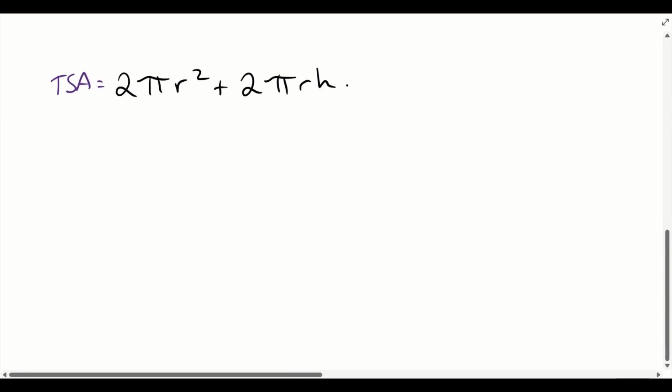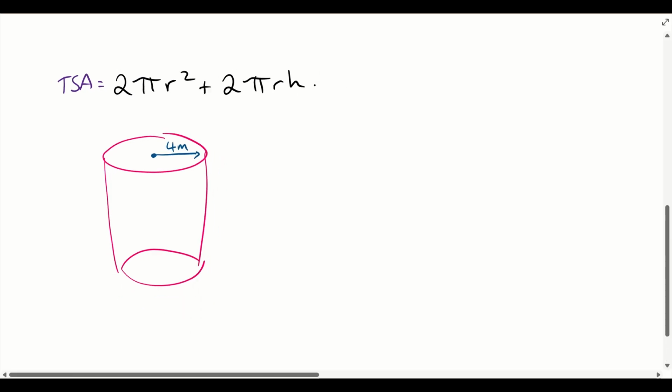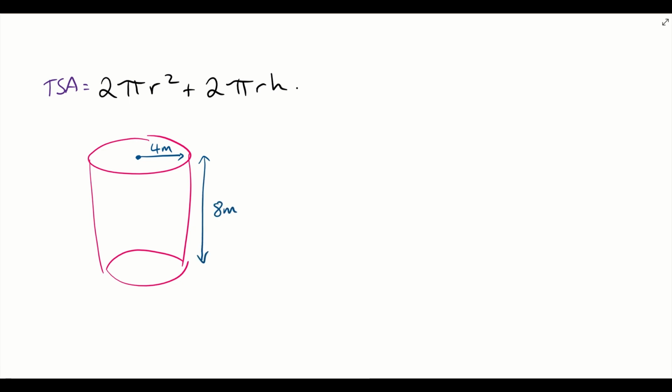So let's draw out a cylinder. Here's my cylinder here. And I'm going to give this cylinder a radius of 4 meters. Okay, so it might be a really big industrial cylinder that we're performing reactions in. So 4 meter radius, and let's give it a height of 8 meters. How can we calculate the total surface area? Well, we can just plug this into our equation that we've just derived.